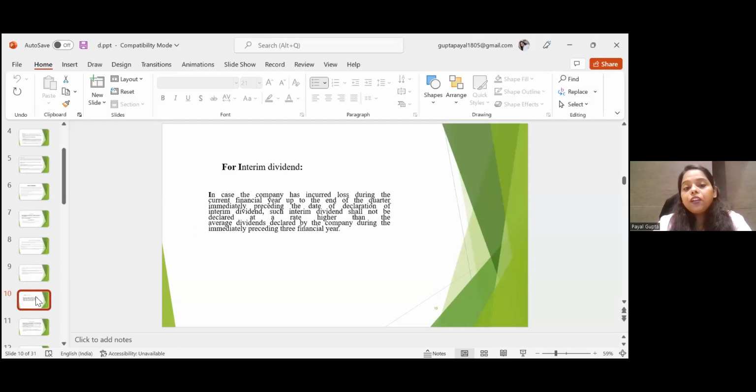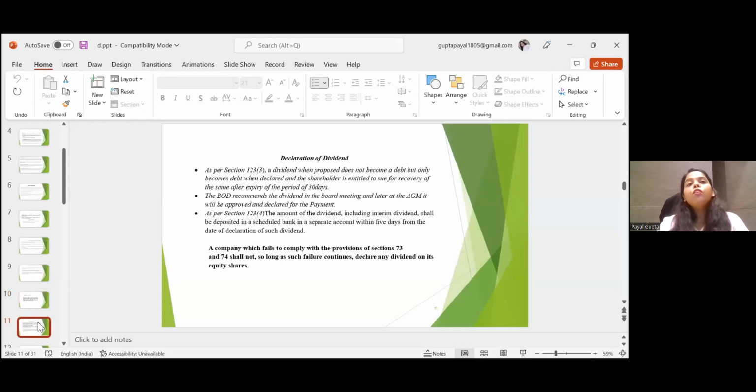Now we are talking about interim dividend. अगर आपको interim dividend देना है तो कंपनी अगर incurred losses है या देना अभी भी चाहती है तो क्या कर सकते हैं? In case the company has incurred losses during the current financial year to the end of the quarter immediately preceding the date of declaration of interim dividend, such dividend shall not be declared at a rate higher than average dividend declared by the company during the preceding 3 years. Now the same concept. जो लास्ट 3 इयर्स में आपने जो डिविडेंड दिया है उसका एवरेज निकालेंगे, जो परसेंटेज आएगी उससे ज्यादा आप डिविडेंड नहीं दे सकते.